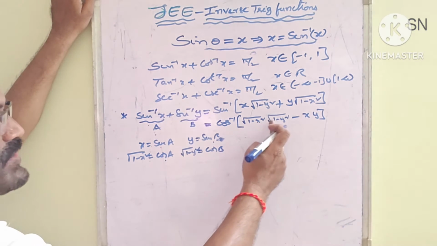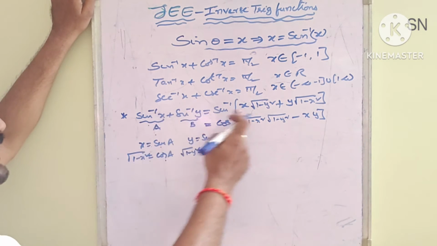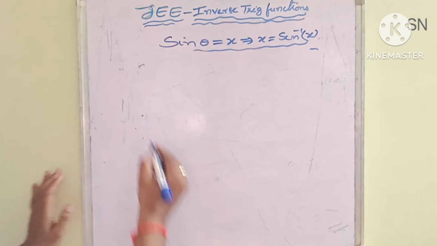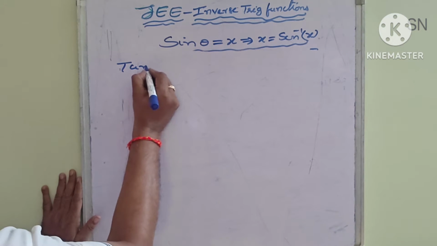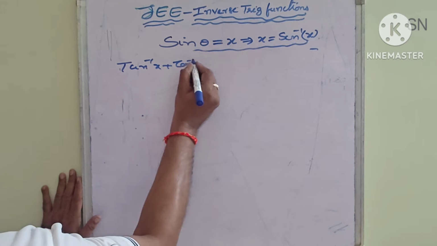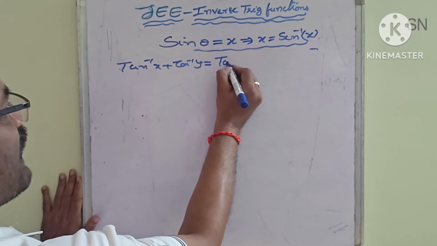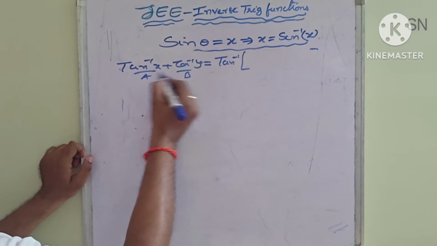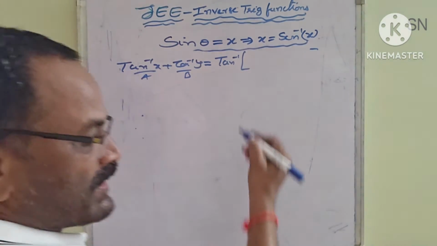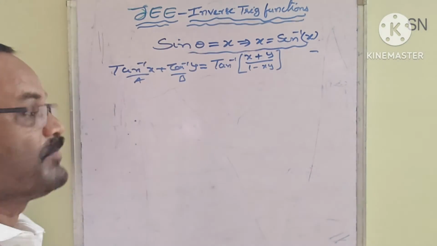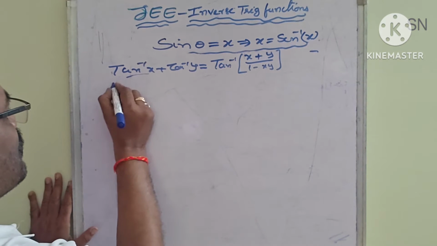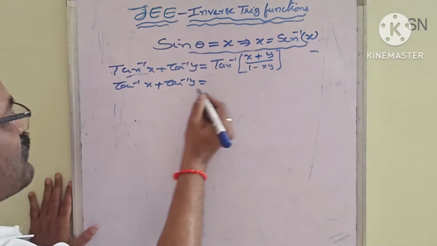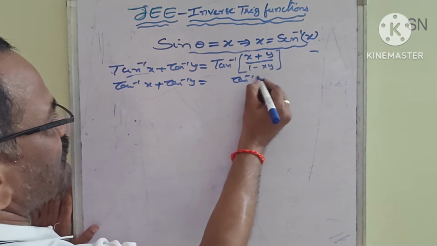So cos of a minus b means cos a cos b plus sin a sin b. So here minus, so sin inverse of sin a cos b minus cos a sin b. And here tan inverse x plus tan inverse y is equal to tan inverse of... We know that this is a, this is b, tan of a plus b. We know that formula: tan a plus tan b over 1 minus tan a tan b.